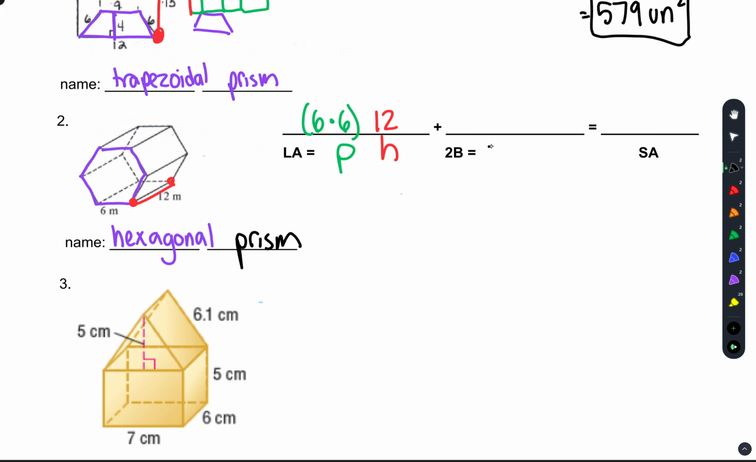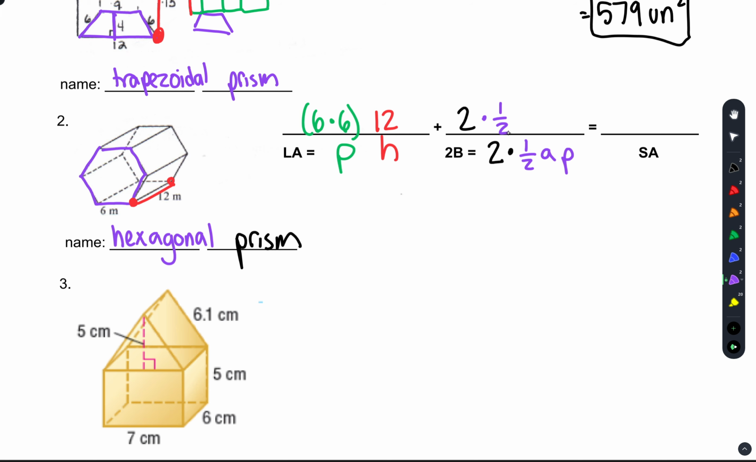Plus, I have 2 times the area of this base. You're going to have to look at your blue sheet and figure out how we find the area of a hexagon. Our formula is 1/2 apothem times perimeter. So I have 2 times 1/2. Now I need to find the apothem.